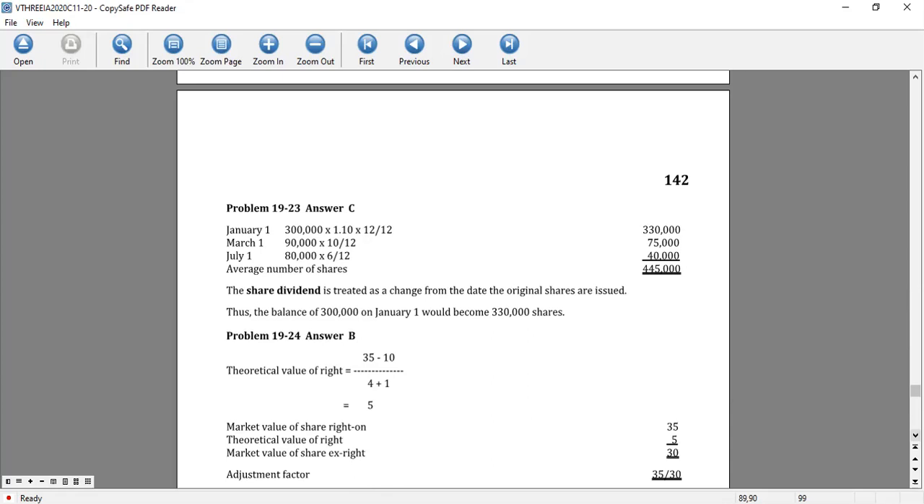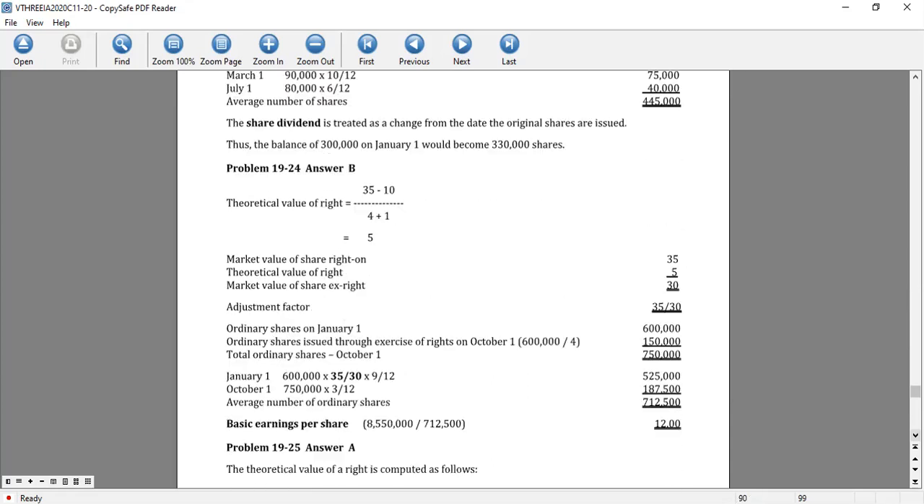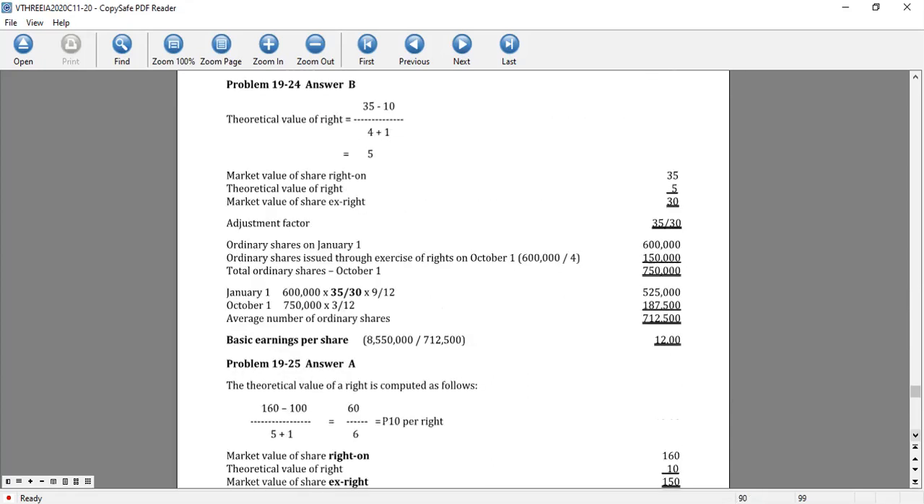The average number of shares is 445,000. The share dividend is treated as a change from the date the original shares are issued. Thus, the balance of 300,000 on January 1 would become 330,000 shares. Then we go to number 24.